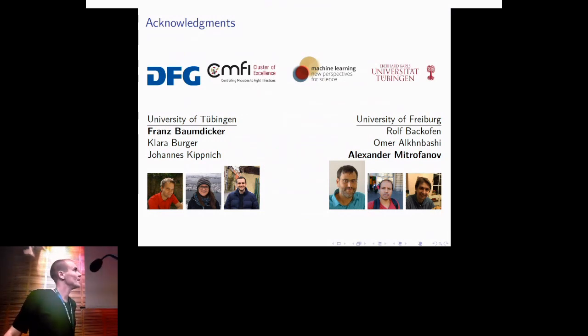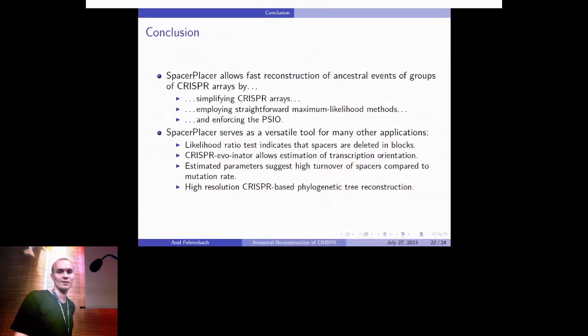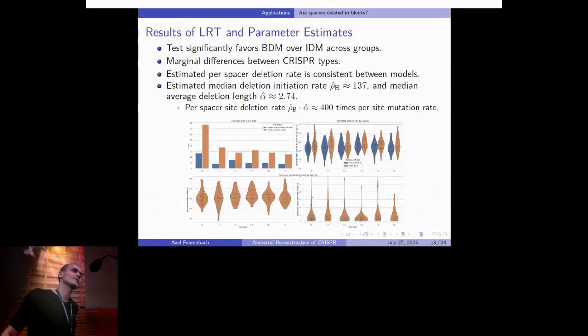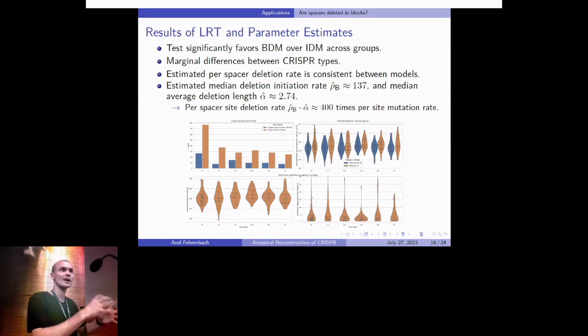Yes. So in this experiment where we estimated the rate, we actually excluded arrays where multiple arrays were in the same strain. If there was a strain which had multiple arrays in the same group, we excluded these arrays because that's problematic. It's also problematic because we can't estimate a distance between them in our tree.